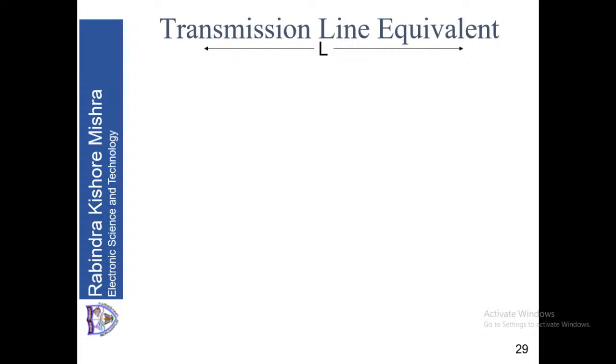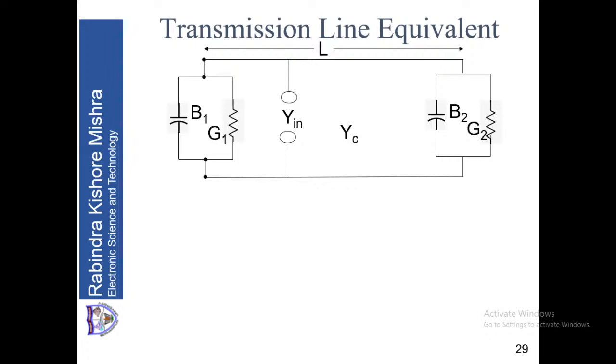So we have the physical length L, which is separating the two apertures. The two apertures are modeled to have conductance and susceptance. So conductance on aperture 1 will be G1, susceptance will be B1. On aperture 2 it will be G2, susceptance will be B2. They are connected through a transmission line of length L, and at any point on this transmission line, we are trying to find out what is the input impedance.